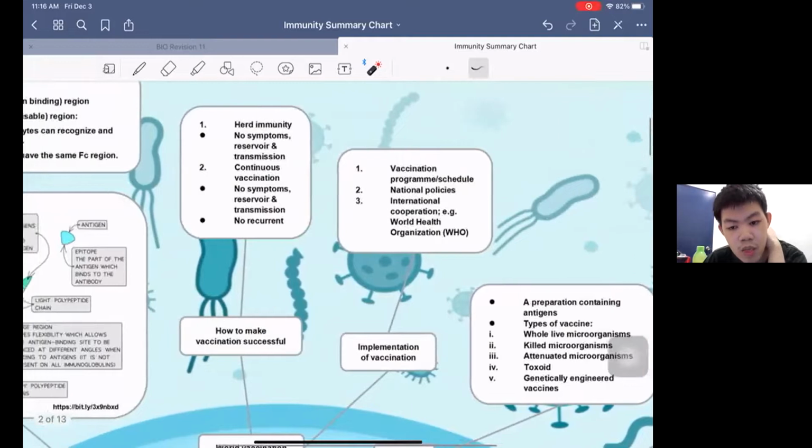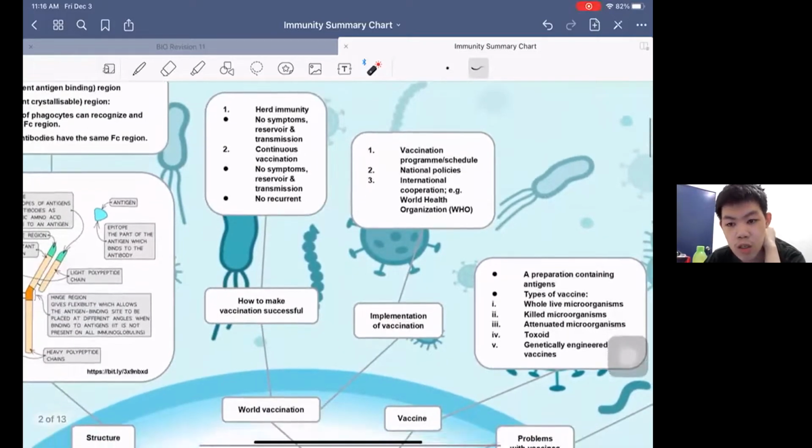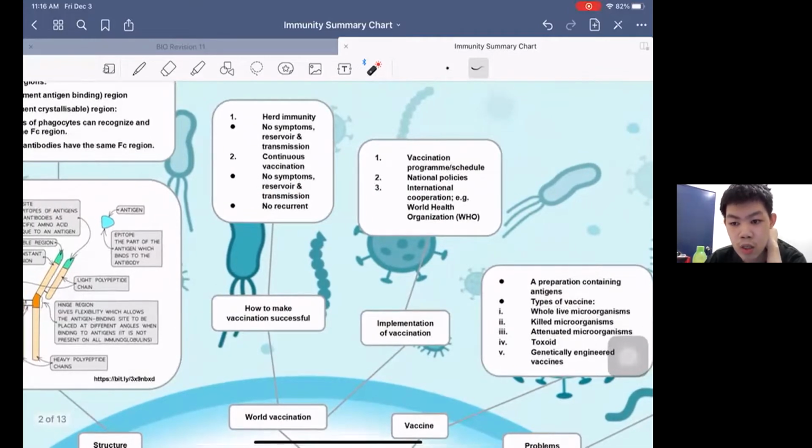So how to make vaccination successful is mainly herd immunity and also continuous vaccination. Implementation of vaccination includes vaccination programs, and national policies by making vaccination for deadly diseases legally required. And lastly, international cooperation like the WHO, and cooperation between developing and developed countries. So that's all for the summary chart.